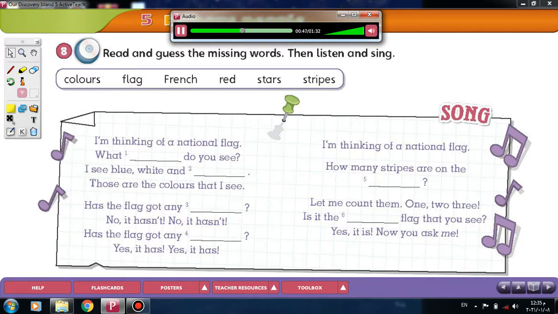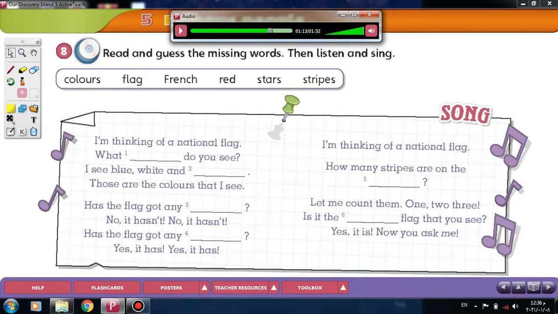I'm thinking of a national flag. What colors do you see? I see blue, white and red. Those are the colors that I see. How many stripes are on the flag? Let me count them. 1, 2, 3. Is it the French flag that you see? Yes, it is. Now you ask me.